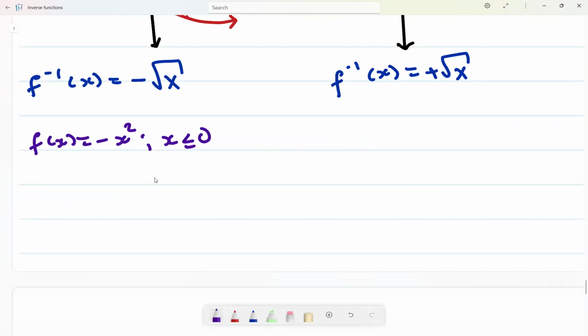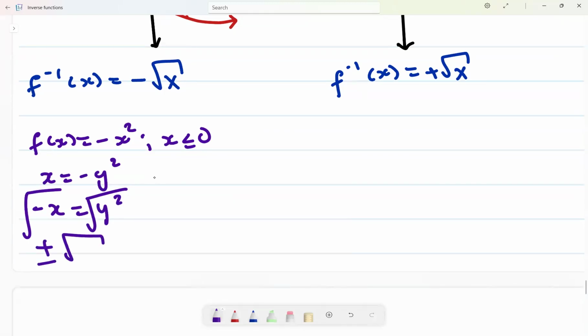So you're going to say, okay, fine. How do you find the inverse? Just change this one. It will become x equals negative y squared. Remember, you're going to divide by negative, so it's negative x equals y squared. Then when you square root, remember what comes here: plus or minus square root of negative x.